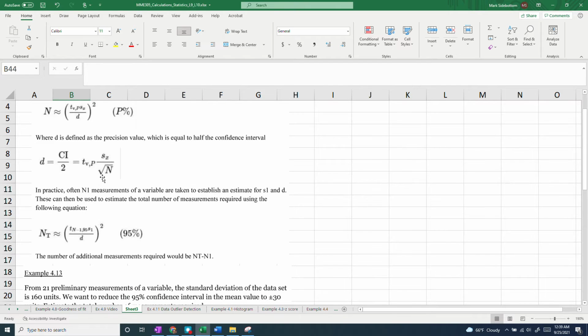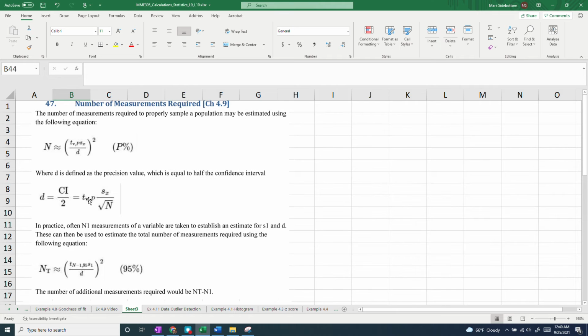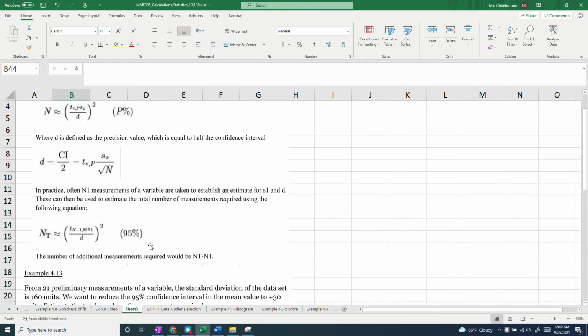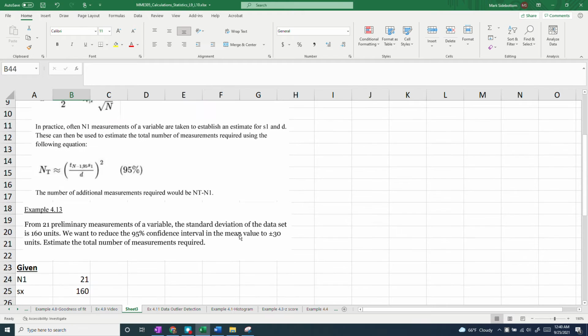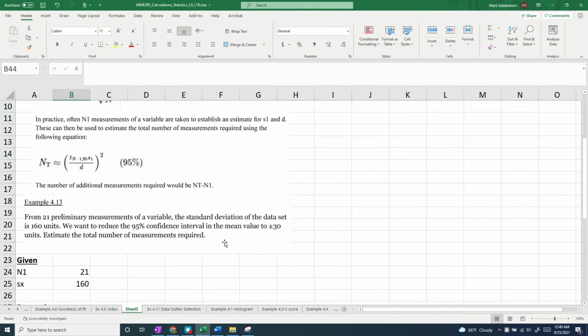In practice, what typically is done on a data set is they take n1 measurements of a variable to establish some type of estimate for what S1 is, and the deviation, the confidence interval R. Based off of those initial measurements, we can then estimate the total number of measurements required using the following equation here. The additional number of measurements required would be equal to the total number of measurements minus the initial number of measurements taken. The best way to show this concept is through an example.